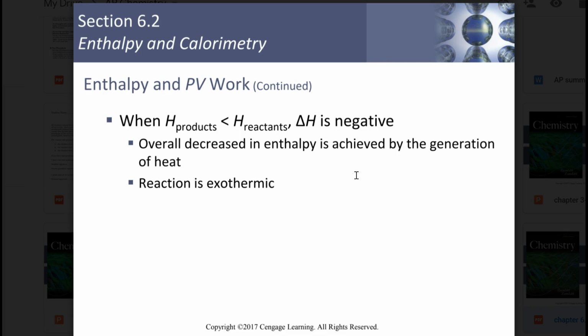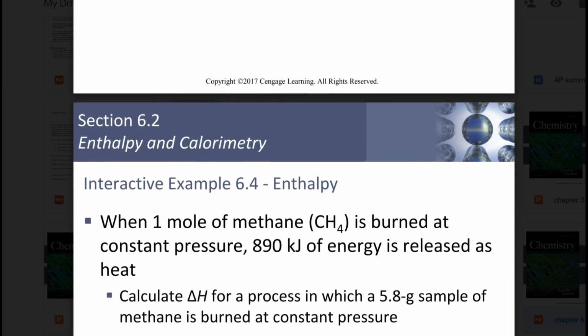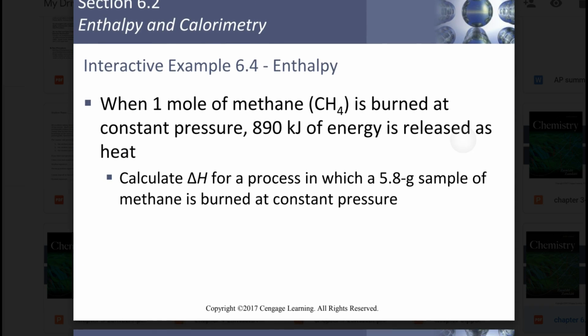Okay, so what about the reverse? What if my products are of less energy than the reactants? Exothermic, right? Because now it becomes a downhill process. Okay? So far, so good? All right.